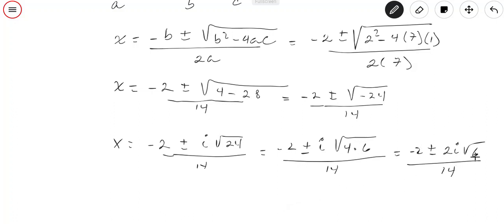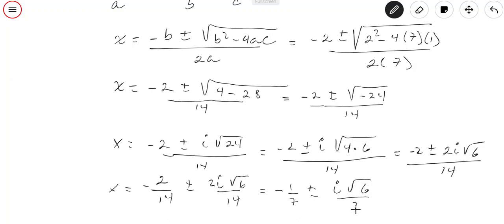I'm going to separate this into fractions, so I'm going to say x equals negative 2 over 14 plus or minus 2i square root of 6 over 14. Dividing 2 and 14 both by 2 gives 1 over 7, so this is negative 1 over 7. Plus or minus, again, 2 divided by 2 is 1, so it's i square root of 6, and 14 divided by 2 is 7. So I get negative 1 over 7 plus or minus i square root of 6 over 7, right?